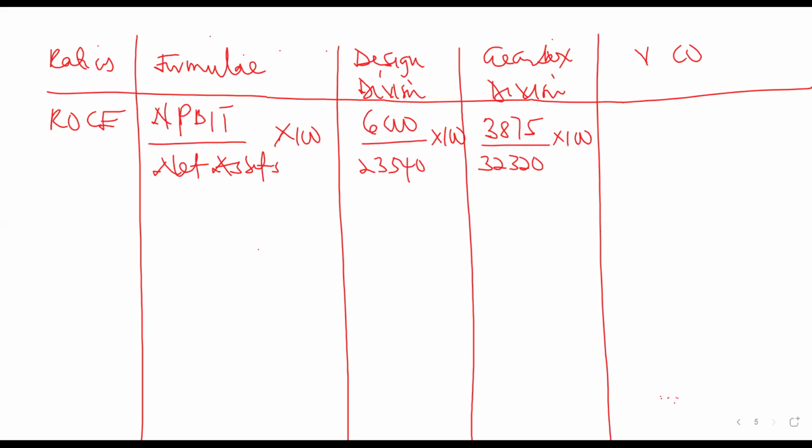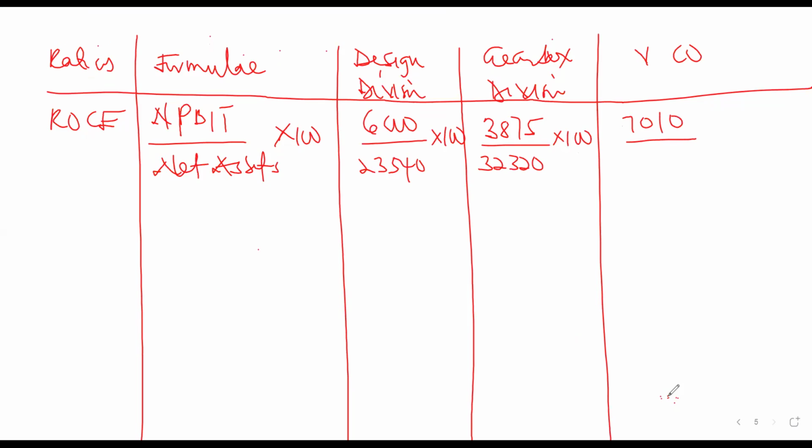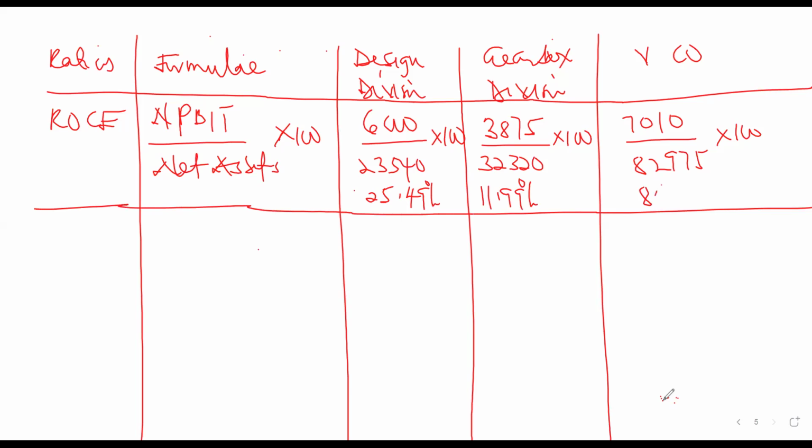Let's go to the last one. Their operating profit is 7,010 divided by 82,975, multiplied by 100. So let's get their figures and put them there. The first one is 25.49 percent. The second one is 11.99. The third one is 8.45.